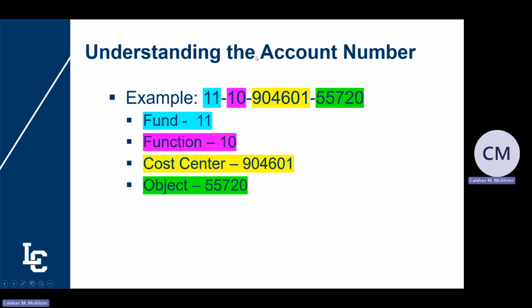First, to help understand our expense objects training, I'm going to go over the GL account number. The example on the screen is 11 10 904 601 55720. You'll notice they are highlighted and correspond to what they are. The first two numbers are your fund. The second two numbers are your function. The next six numbers are your cost center. And the last five are your object, where we'll focus our object training today. If it begins with a 5, it will be an expense object.